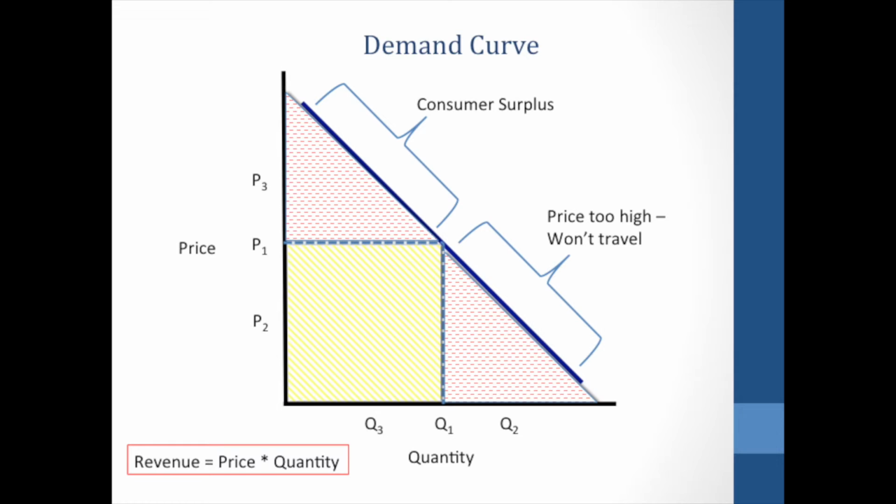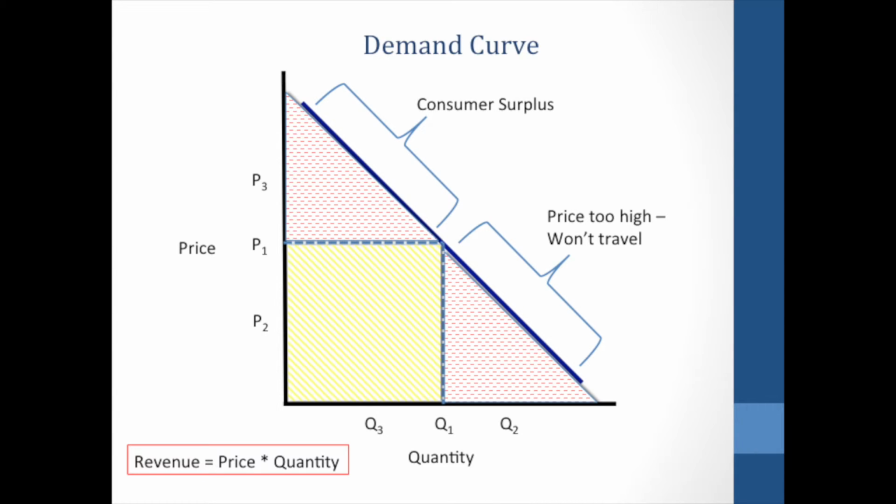If the airline sets one price, P1, for its tickets, which corresponds to Q1, quantity demanded, they generate revenue, which is calculated with the formula in the bottom left, revenue equals price times quantity, which is represented by the yellow area shaded. By doing this, they are only capturing some of the potential revenue.